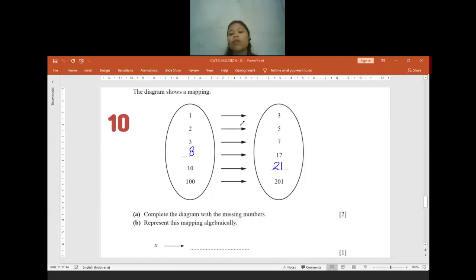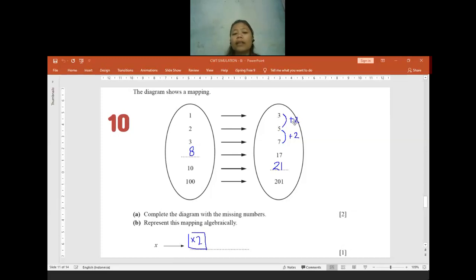If you have this kind of mapping, I think I already told you last time on Friday, we can assume it as a position to term rule. So you need to find the difference from 3 into 5, the difference is 2. And then 5 into 7, the difference is 2. So it means the position number we will multiply by 2. So for the function machine, there will be a number that I need to multiply by 2.